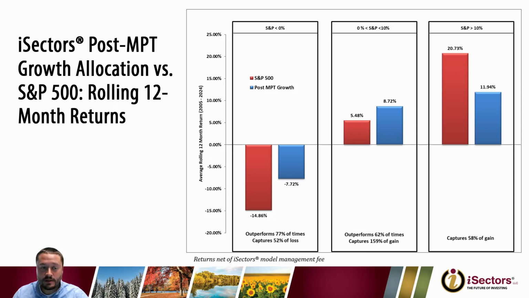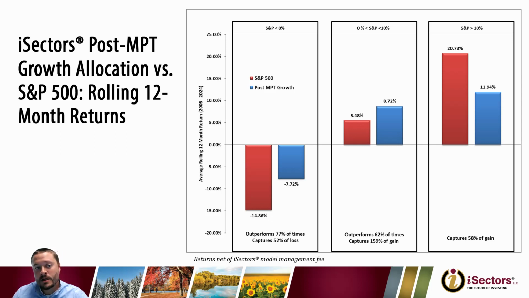This chart highlights the downside protection point for Post MPT Growth specifically over the last 20 years versus its benchmark, the S&P 500. This chart shows average 12-month rolling returns for each investment in 3 different market environments. The first box on the left shows how Post MPT Growth and the S&P 500 perform in periods when the S&P has a negative 12-month rolling return. On average, stocks are down nearly 15% in these periods, while Post MPT is down less than 8%. It outperforms in almost 80% of those periods, with only about half the S&P's loss.